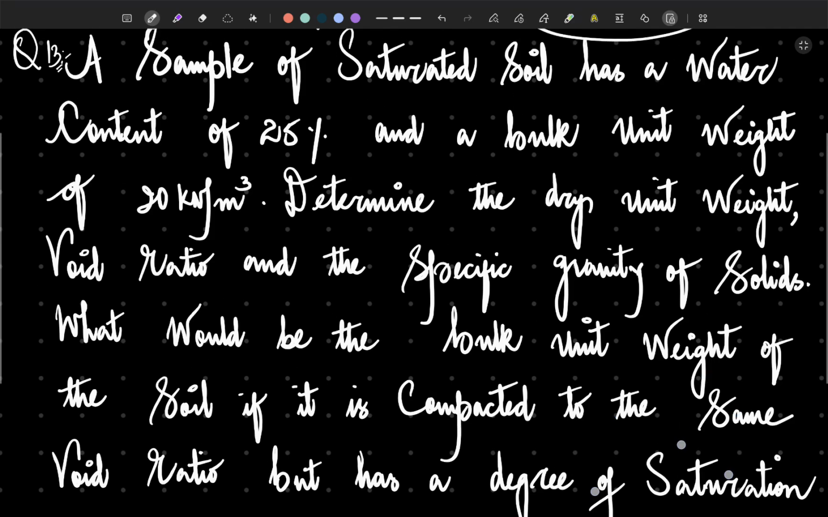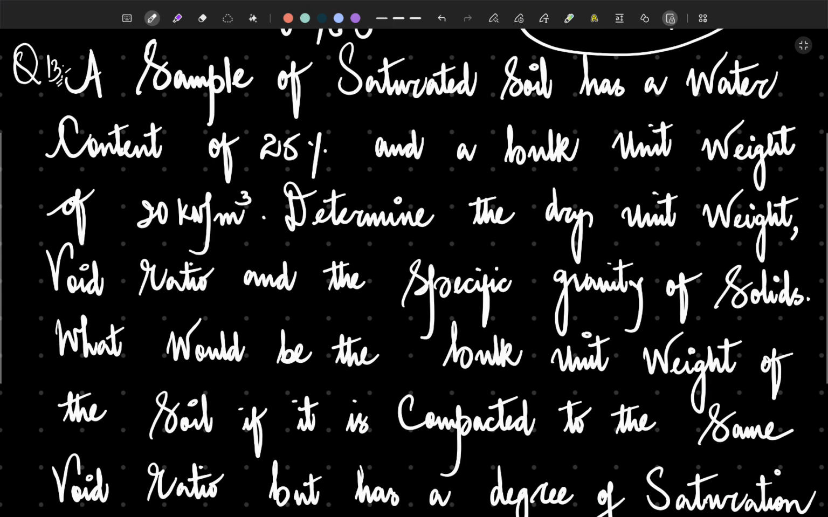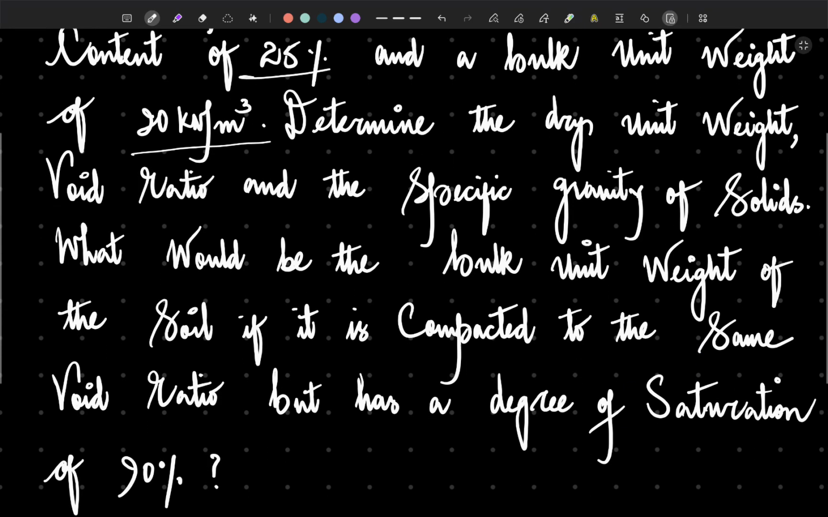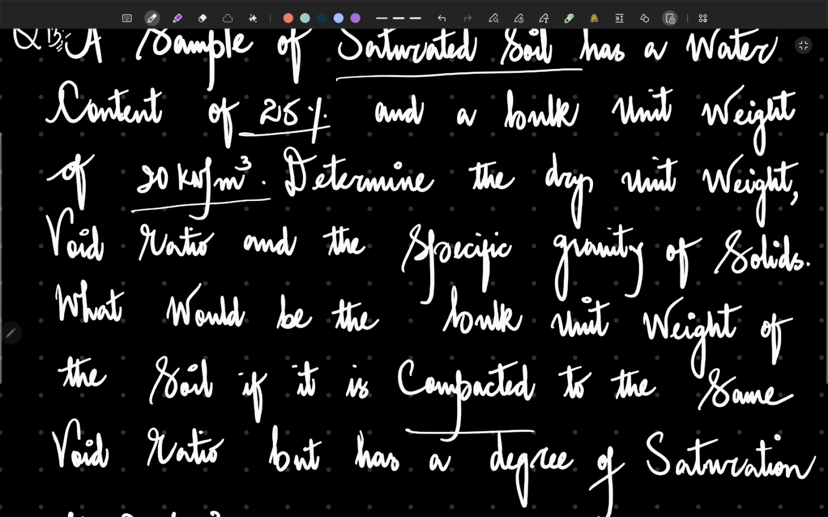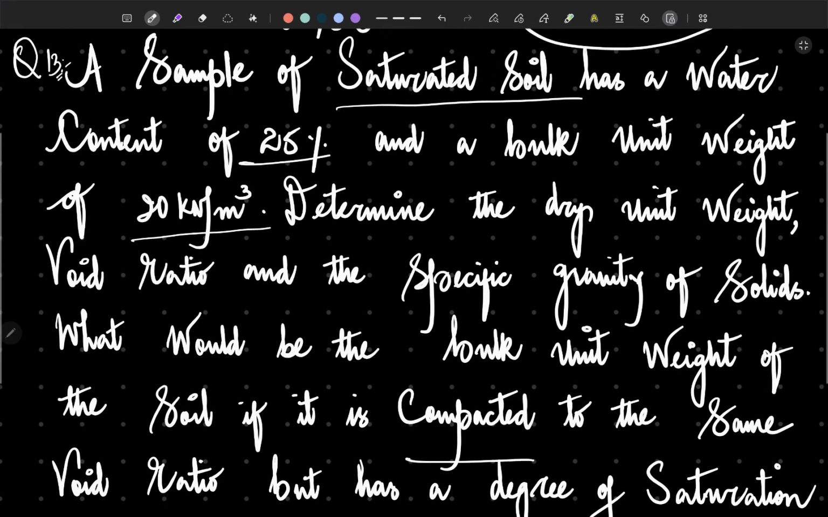So this is the next question, question number 13. A sample of saturated soil has a water content of 25% and a bulk unit weight of 20 kilonewton per cubic meter. Determine the dry unit weight, void ratio, and the specific gravity of solids. What would be the bulk unit weight of the soil if it's compacted to the same void ratio but has a degree of saturation of 90%? So this is the numerical question. Let's solve it.